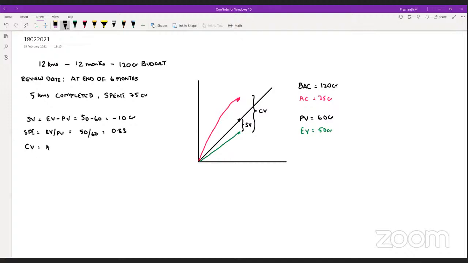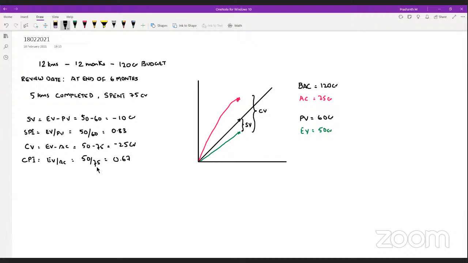So my cost variance is EV minus AC. It's always EV. EV is the kind of factual value. This is where we are. So from where we are, we will measure to where we are supposed to be. So EV minus AC, that is 50 minus 75. So that is minus 25 crore. Similarly, if I take cost performance index, it is EV by AC. It will be 50 by 75. It's 2 by 3, so it's around 0.67, 6666 it goes.